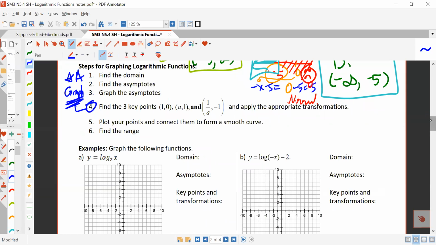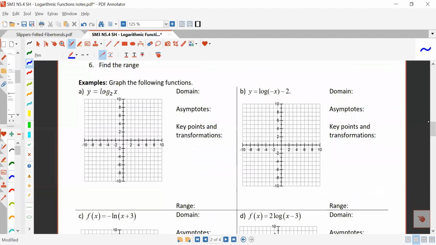Okay. So here I am. I honestly don't know why the range is down at the bottom, but whatever, it is. Default notes. I didn't get a chance to edit these before you see them, so I'm sorry about that.